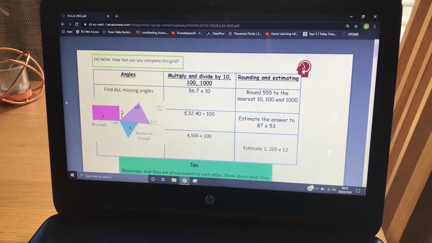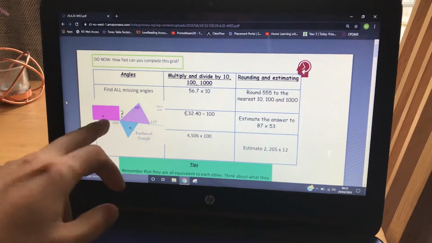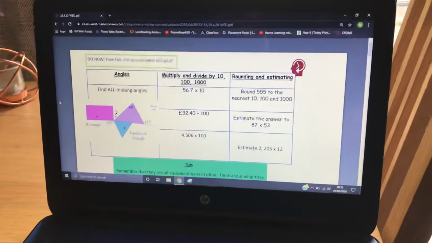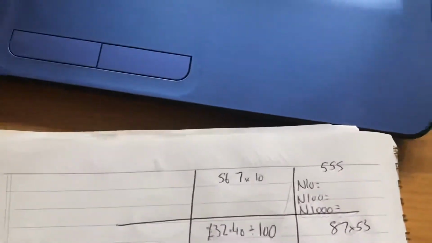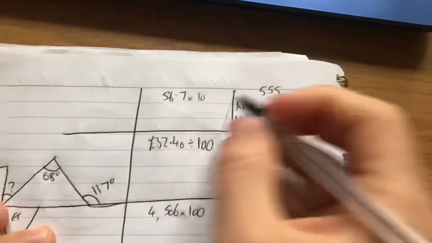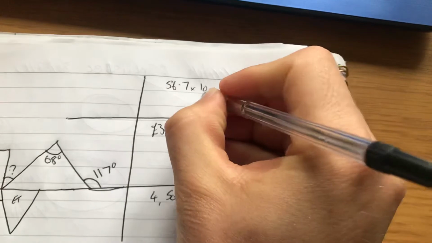Right. Maths first. Let's have a look at our do nows. So, this is a tasty angles question. You know what? I'm going to do that one last today. So let's have a look at the other bits first. So our multiplying, dividing, and our rounding and estimating. Right, so very quickly then, these should be done in your sleep now.